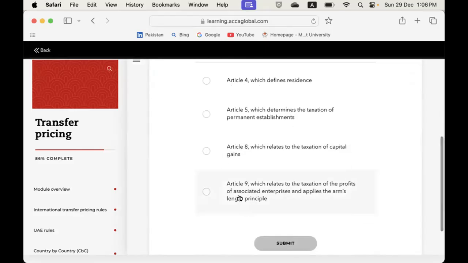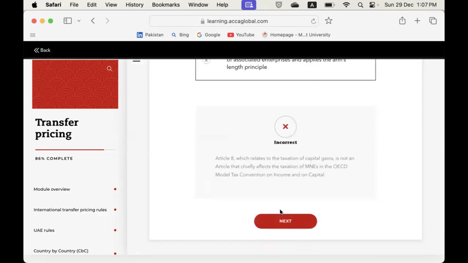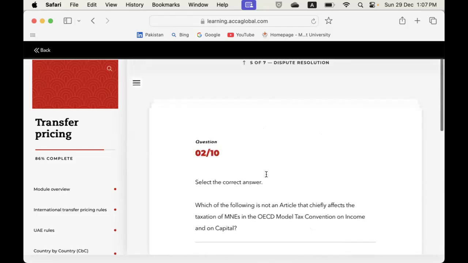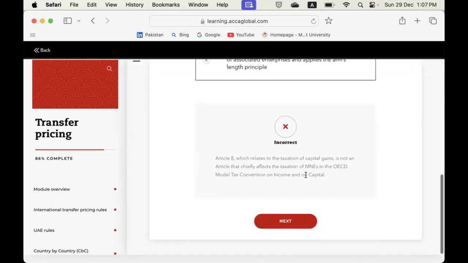Article 9, you remember I mentioned Article 34 of the corporate tax decree law and Article 9 of the Model Tax Convention, which defines what? Associated enterprises and the concept of control and those things. So Article 9 is the correct answer. Oops. Article 8, which relates to the taxation of capital gains, is no, I read the question incorrectly. Which of the following is not an article? Oh God. Okay, Article 9. Okay.